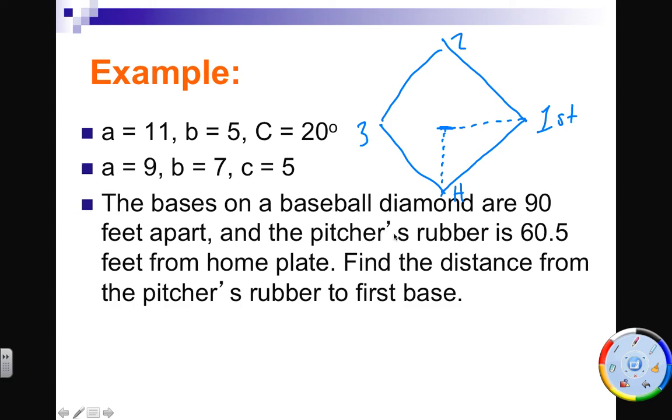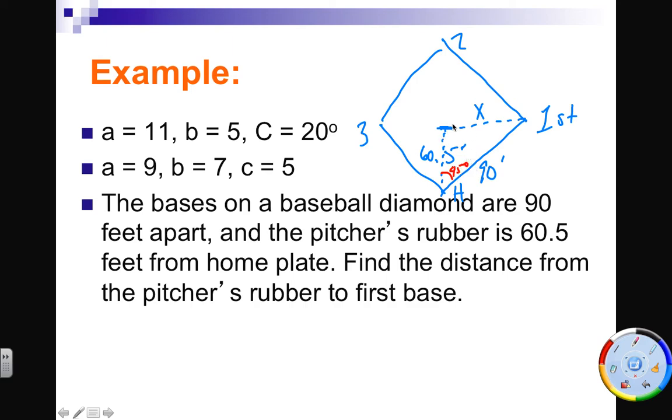But I am told that the bases are 90 feet apart, and from the pitcher's mound to home plate is 60.5 feet. And then you need to figure out, what do you need to figure out? Find the distance from pitcher's mound to first base. So you need to figure out this. But some of you are like, well, I'm not given enough information. You are actually, because when you reach a base, you turn 90 degrees. So right down here, coming straight down, this is actually a 45-degree angle.